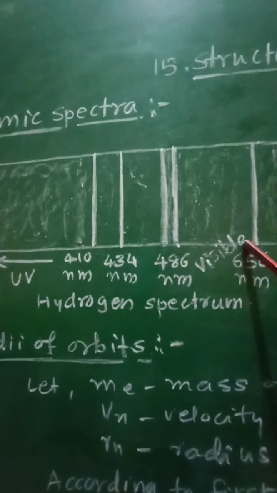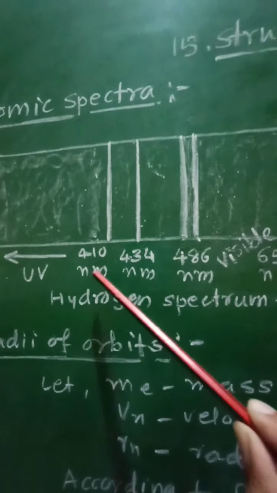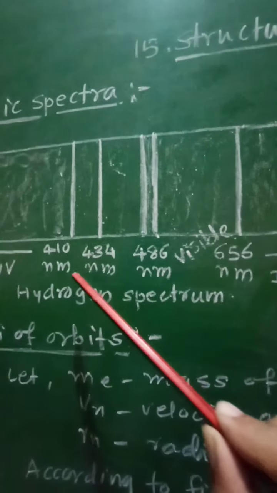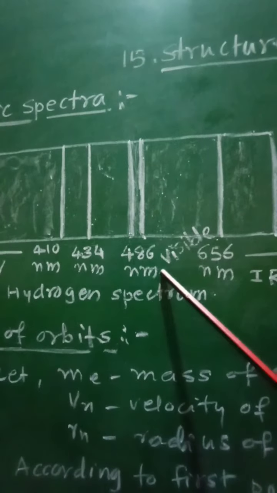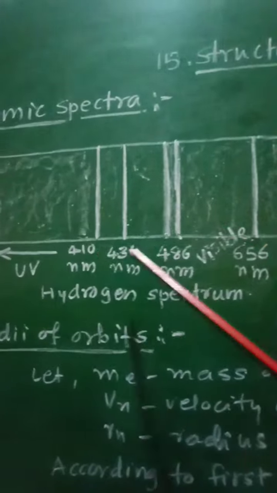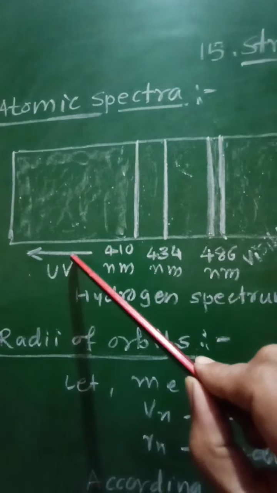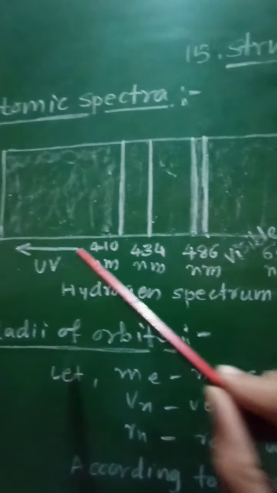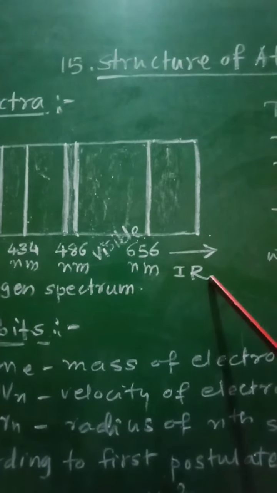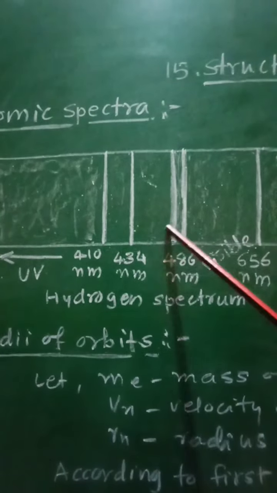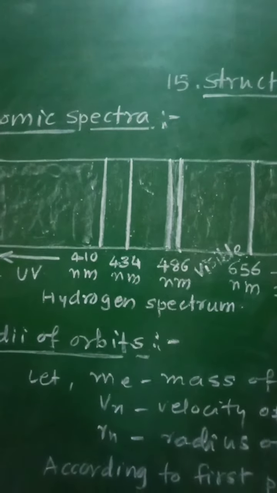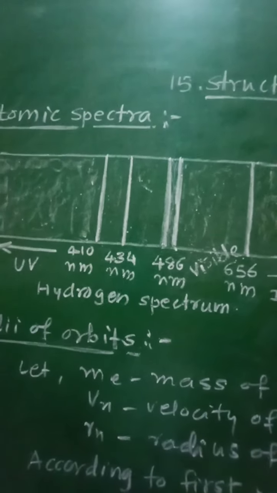In this visible region, from 410 nanometer to 656 nanometer, these are some of the selected wavelengths for the emission lines. Towards the left side of this visible region, there will be the ultraviolet region, and towards the right, there will be the infrared region. So this diagram represents the emission lines or the line spectrum of the hydrogen atom.